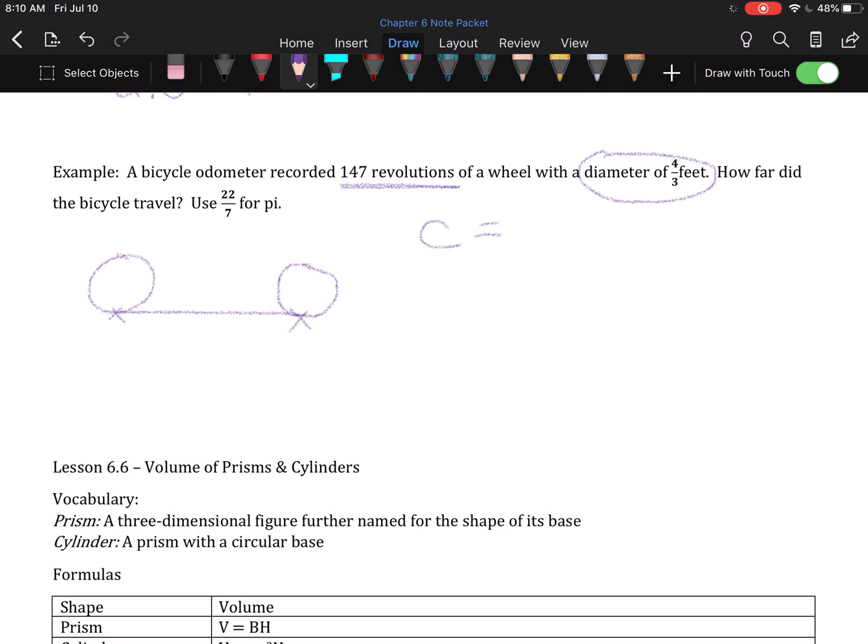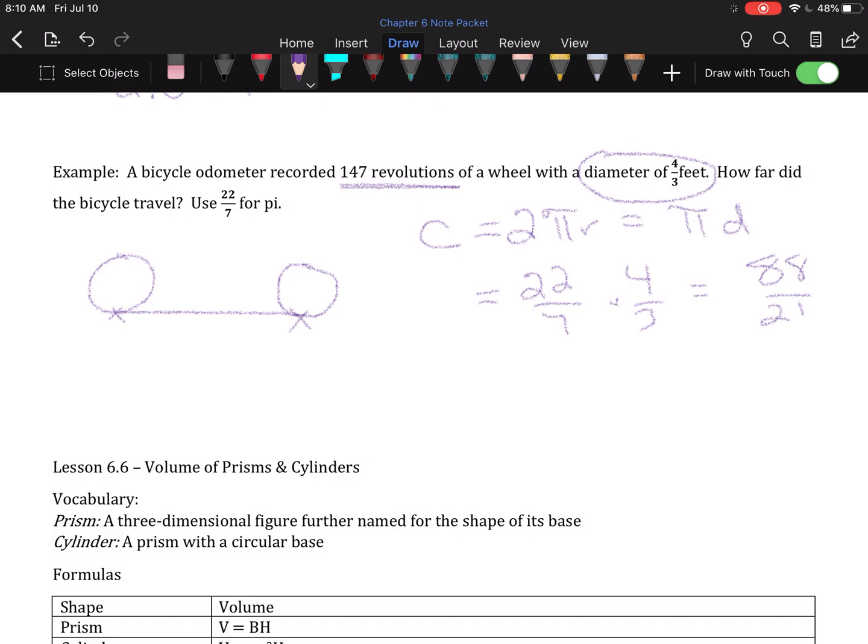Circumference is 2 pi r, but that's also pi d. 2r is d. So we can use that shortcut here. We're told to use 22/7 for pi, so the circumference here is going to be 22/7 times 4/3. There is no simplifying we can do here. So the circumference is going to be 88/21.